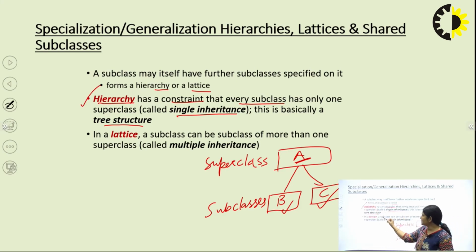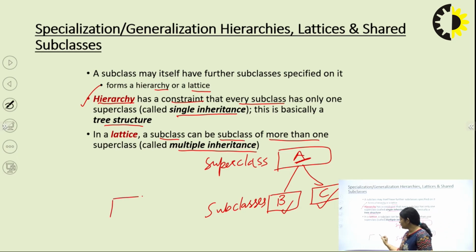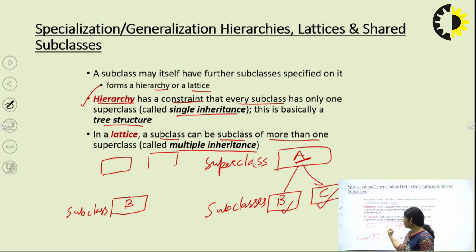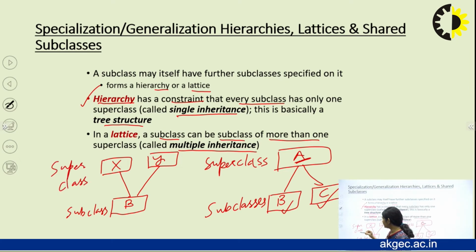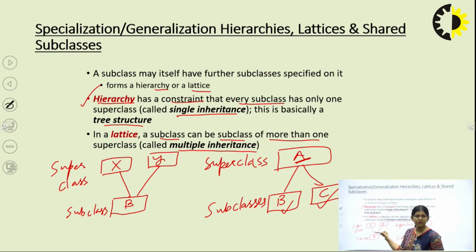So in a lattice, a subclass can be a subclass of more than one superclass. This is multiple inheritance. For example, we have a subclass B and it inherits the properties of, say, two superclasses X, Y, coming from two superclasses. So here B would be having attributes of X as well as Y, relationships also from X as well as Y. So this is multiple inheritance.